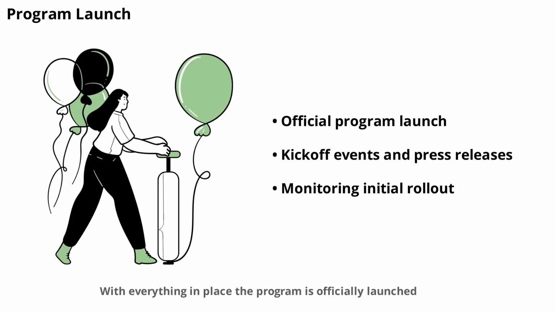With everything in place, the program is officially launched. This might involve a kickoff event, press release, or community gathering. The launch marks the beginning of service delivery to the public. Agencies monitor the initial rollout closely to address any issues quickly. A successful launch sets the tone for the program's future and builds public trust.